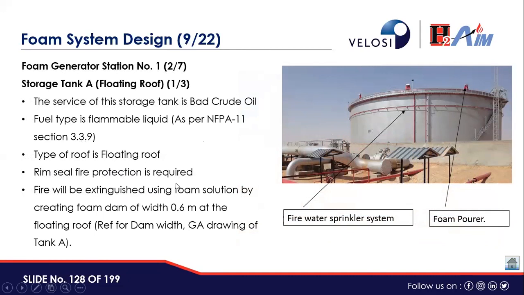The floating roof tank is for crude oil. The service is crude oil. Fuel type is flammable liquid. Type of the tank roof is floating roof. Rim seal fire protection is required for this one. Fire will be extinguished using foam solution by creating a foam dam of width 0.6 meter at the floating roof.